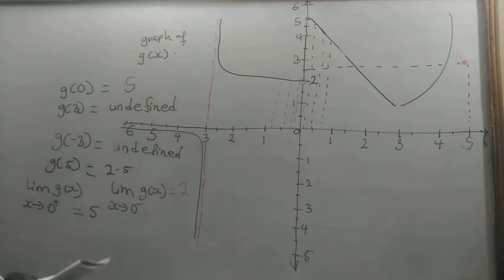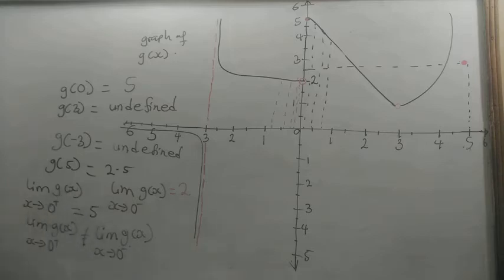Very, very simple as that. g of x will also approach 2. So now, you see that the limit of g of x as x approaches 0 from the right is not equal to the limit of g of x as x approaches 0 from the left.